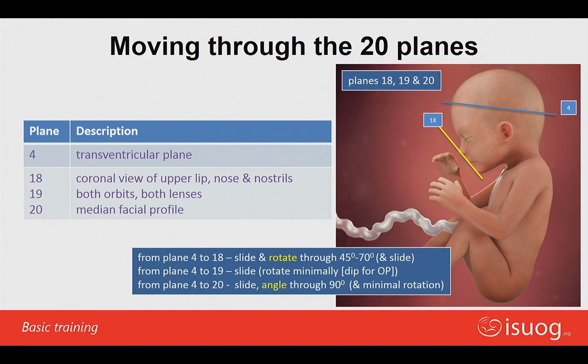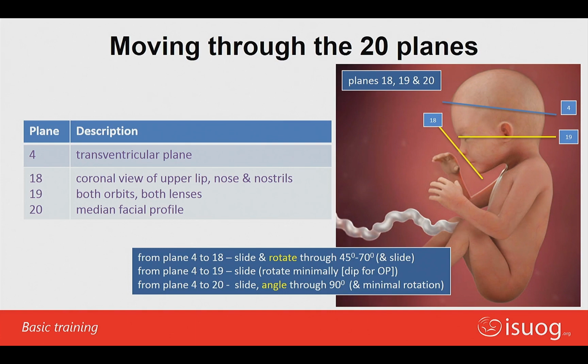So you're coming down, your probe is up here at the ventricular level, you're going to slide down to about the orbits, and then you're going to rotate through 45 to 70 degrees. It depends a little bit on how the baby's lying. And then usually you're going to have to slide forwards a little bit just to get right to the front of the face. So there we are.